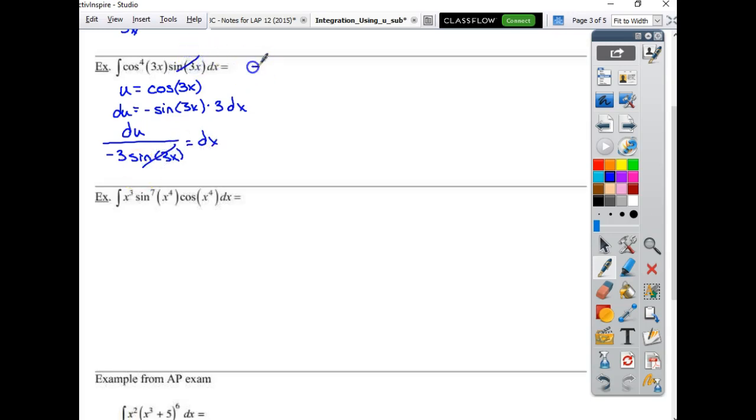I'll get a negative 1/3 as my factor outside of the antiderivative because of this 1 over negative 3. This will become u to the 4th power du, or negative 1/3 times u to the 5th over 5 plus c, which is 1/15 cosine to the 5th of 3x plus c.